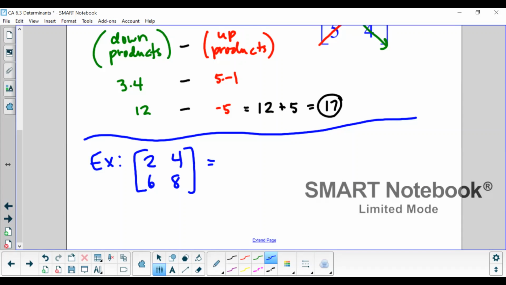Which two numbers are on the down diagonal? 2 and 8, right? So the down diagonal is 2 and 8, so I'm going to multiply those. Minus the two numbers that are on the up diagonal, 6 times 4. So that's 16 minus 64. 48 negative.